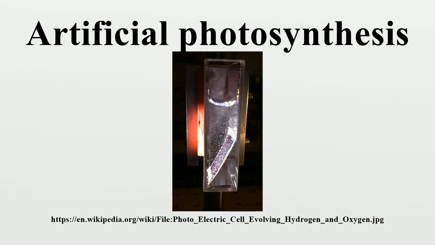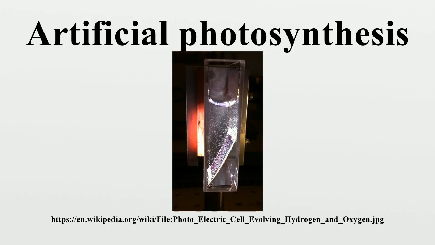Artificial photosynthesis is a chemical process that replicates the natural process of photosynthesis, a process that converts sunlight, water, and carbon dioxide into carbohydrates and oxygen. The term artificial photosynthesis is commonly used to refer to any scheme for capturing and storing the energy from sunlight in the chemical bonds of a fuel.